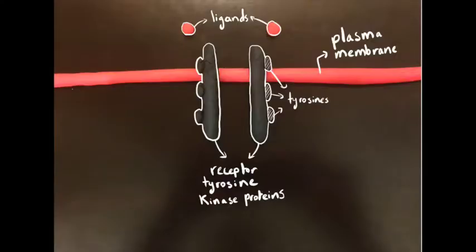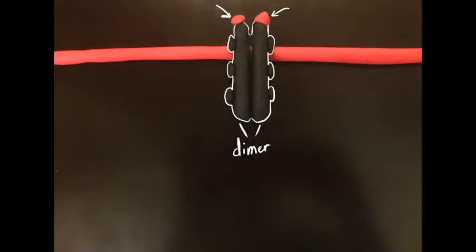Moving on to the tyrosine receptor system, we have two individual inactive tyrosine kinase receptors which are approached by two signaling molecules or ligands. After the retrieval of the two signaling molecules, the two receptors are then bound to each other and create a dimer.